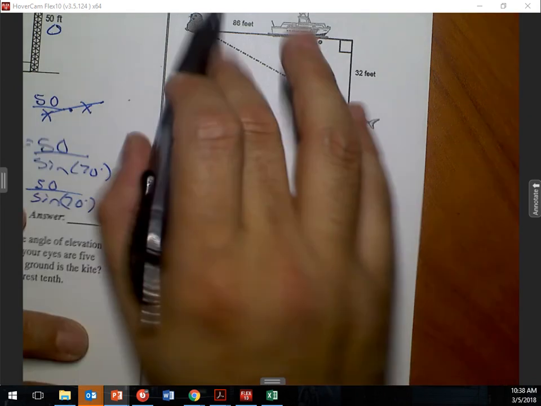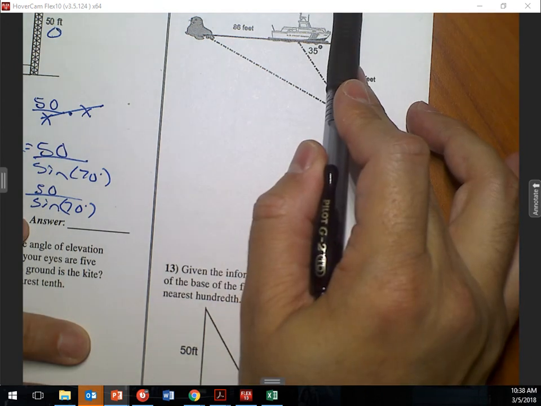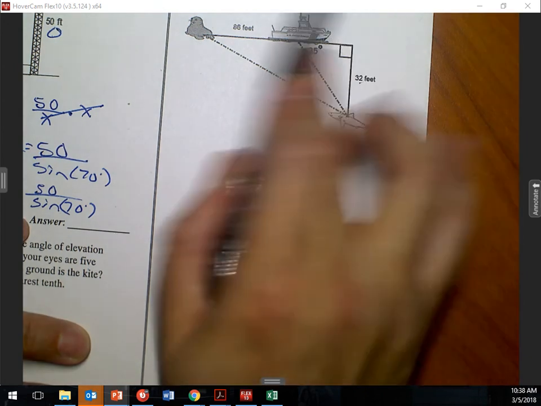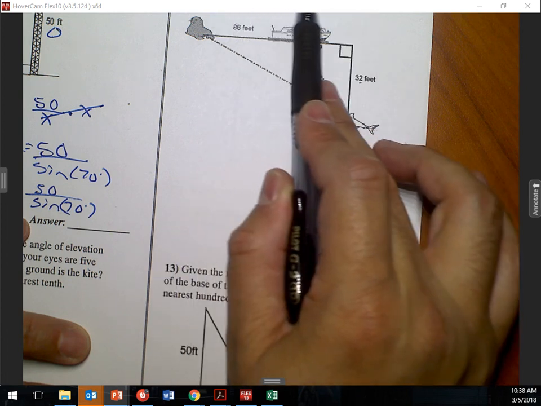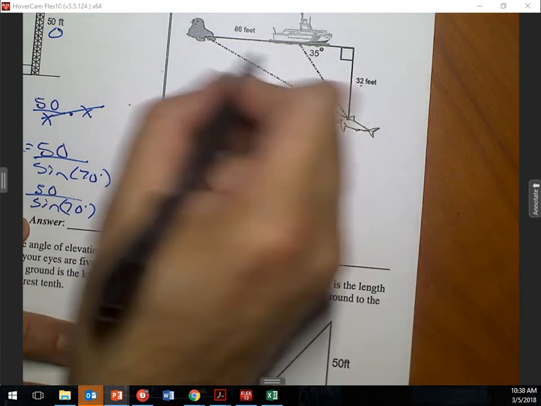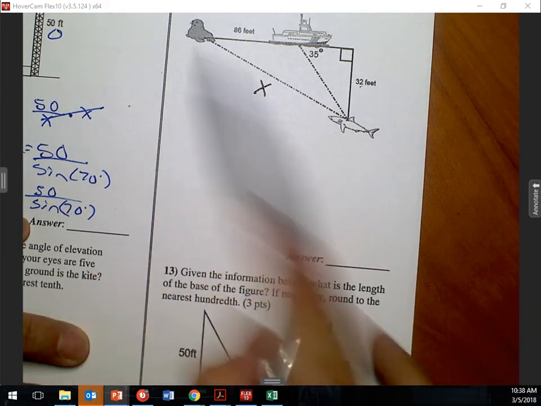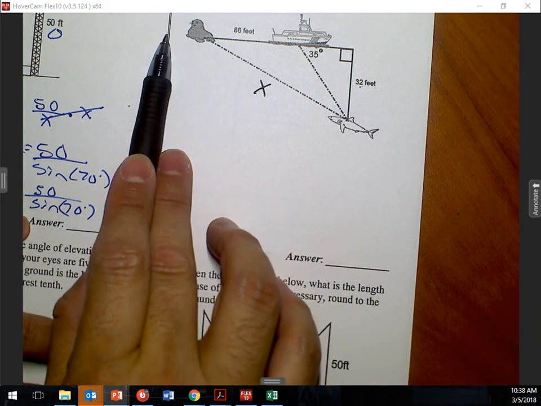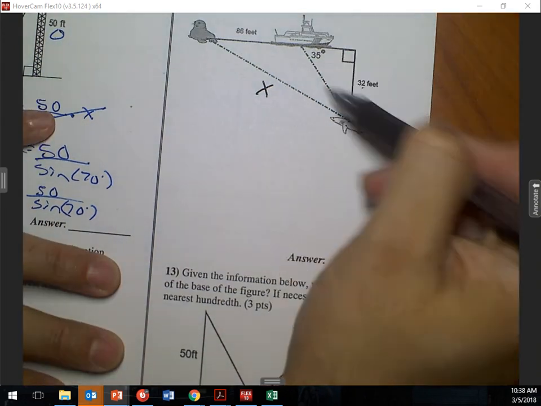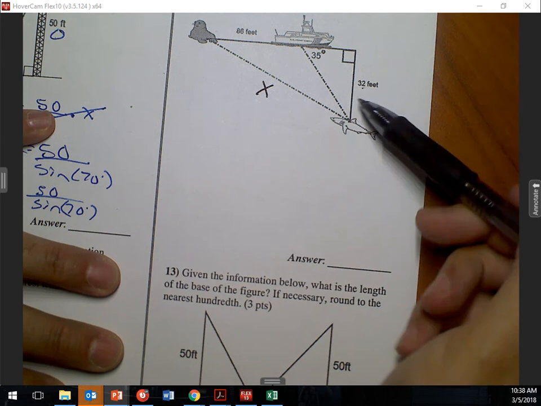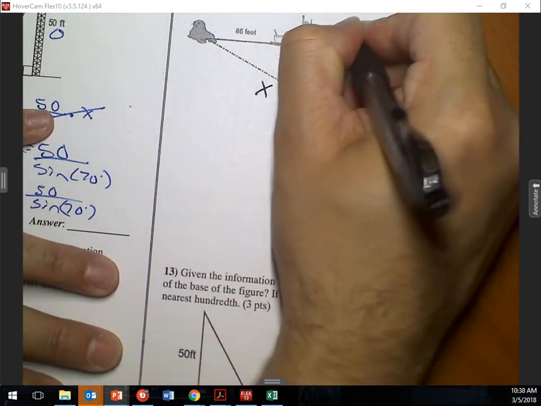All right, so shark, 32 feet below the surface. Okay, spots a baby seal. Given information in the diagram, how far would the shark have to swim to get to the seal? So I'm looking for shark to seal. So right here, this is shark bait. So let's first find a couple of things here. I need to find this value, so I'm going to put a y over here.